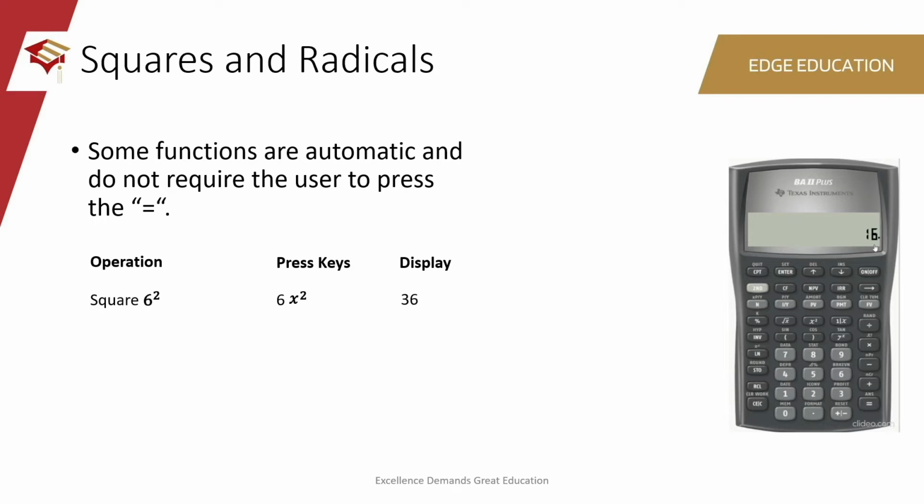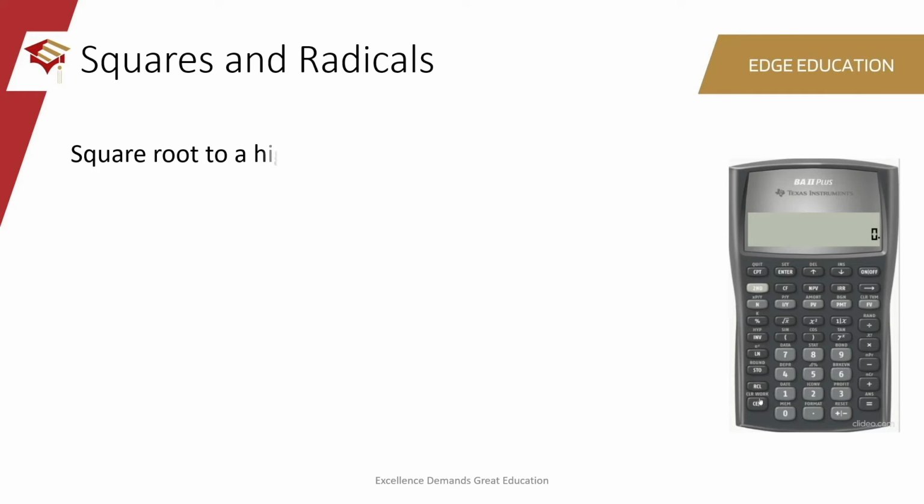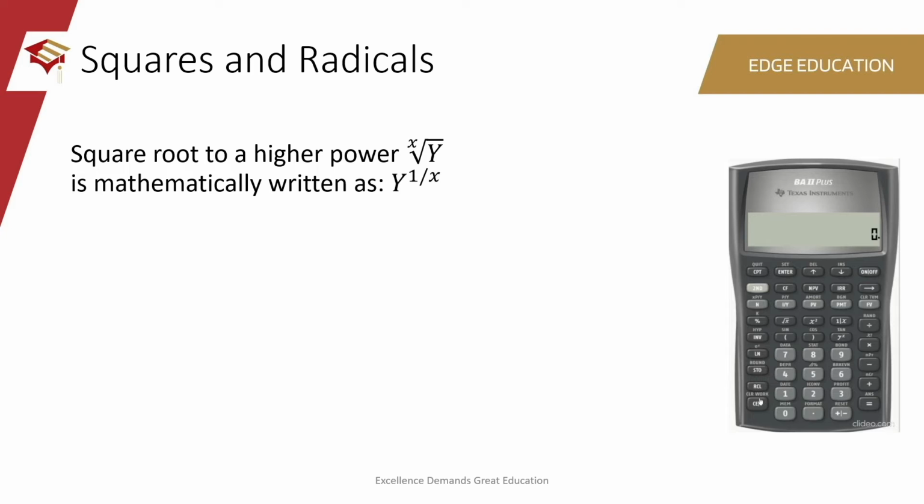If you would like to take the root of a number, which is a radical, you would once again be required to key in the number first and then the function. For example, we'd like to take the root of 36. So we type in 36 first and then press the x root button, which gives us a result of 6. If you would like to take the root of a higher power, for example, you would like to take the root of y to the power of x, this function can also be mathematically written as y to the power of 1 divided by x.